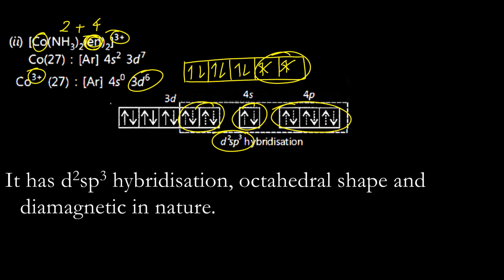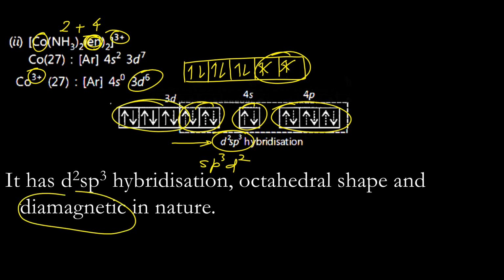That's why I asked you at the very beginning. If it is 4, then there are two possibilities: tetrahedral sp3 or dsp2 square planar. But if it is d2sp3 or sp3d2, in both cases it will be octahedral. Because there are no unpaired electrons, it will be diamagnetic. Clear? Any question here? Anyone? Any point not clear?